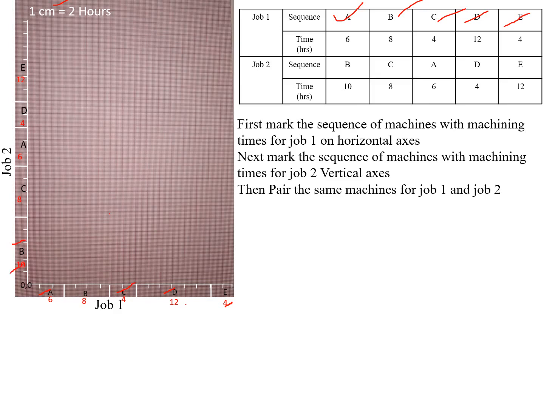Next, after machine B, we mark machine C with 8 hours, which means 4 centimeters. Next, mark machine A with 6 hours, which means 3 centimeters. Next, mark machine D with 4 hours, which means 2 centimeters. Finally, mark machine E with 12 hours, which means 6 centimeters.